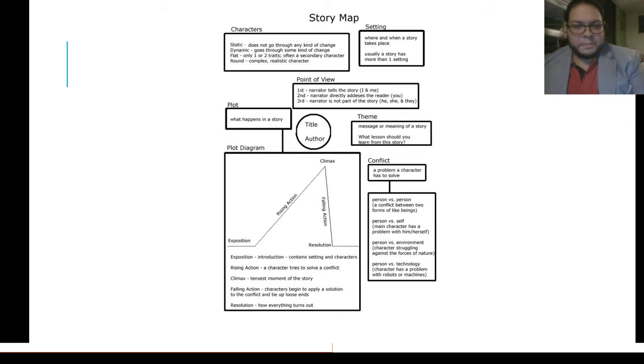Here we can see a short story map. This is what I want you to do. Here you can see the characters and a little explanation which you can read later. The setting, the point of view, the plot, the title, the author, the theme, the conflict, the types of conflict, and the plot diagram, which I will not explain right now.